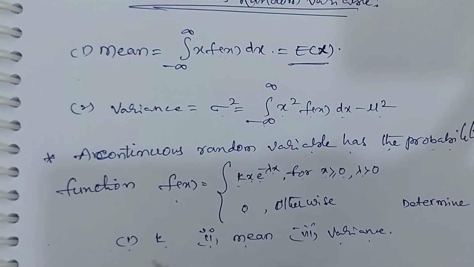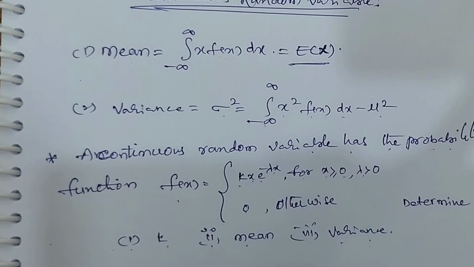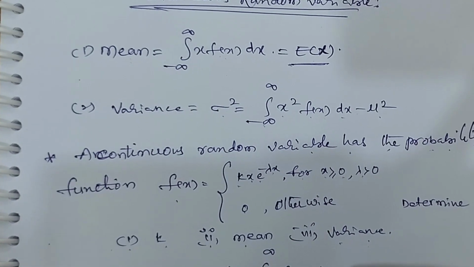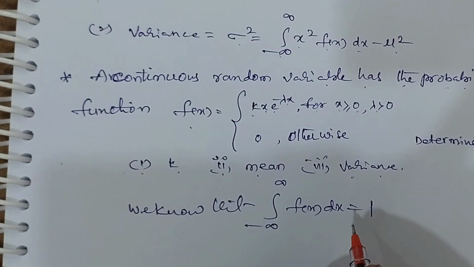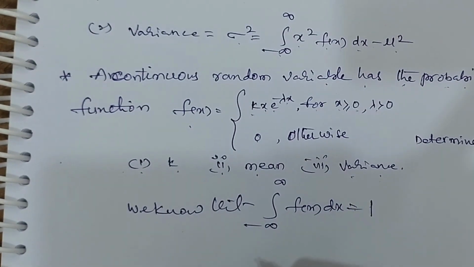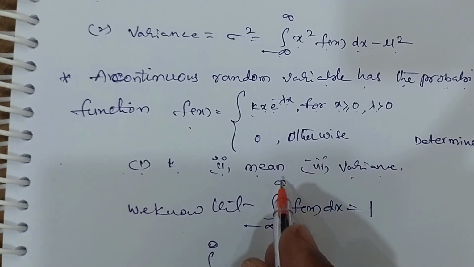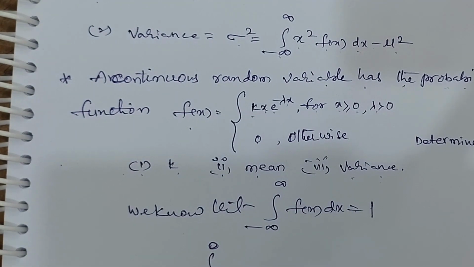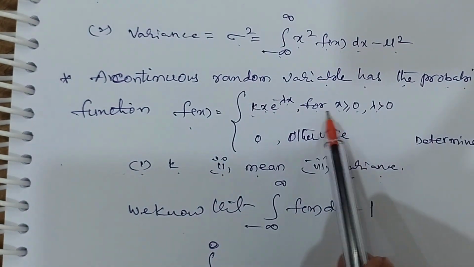So first, how to find the k value. We know that the integration from minus infinity to infinity of f of x dx is equal to 1. We discussed this formula in the previous class. The limits here are x greater than or equal to 0, so only the limits x greater than 0 remain.